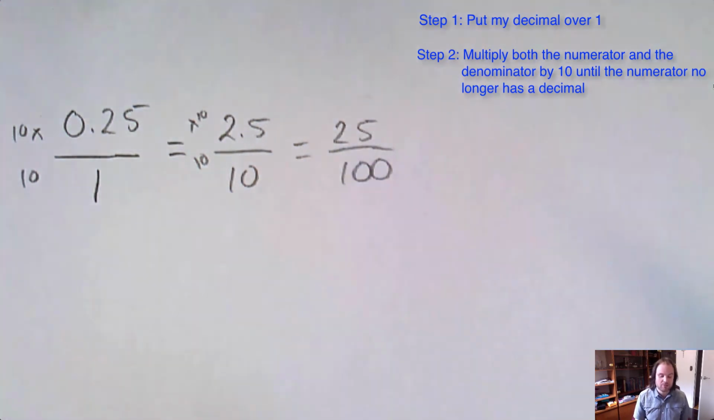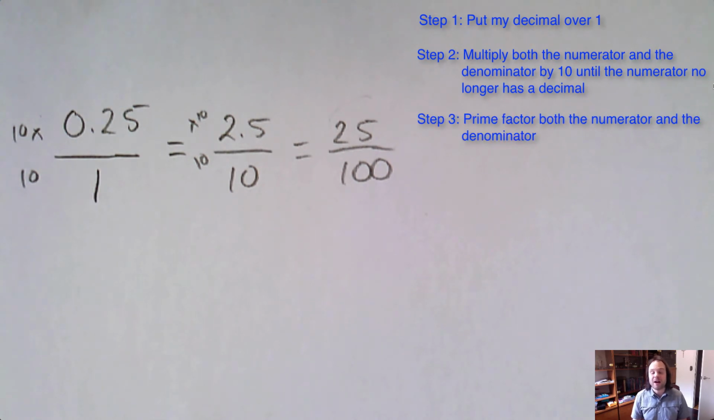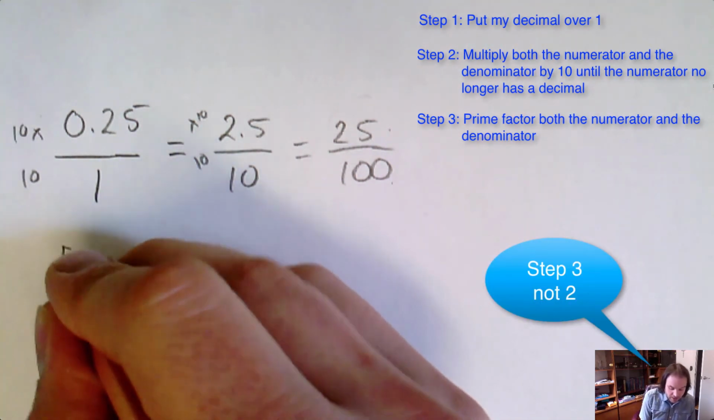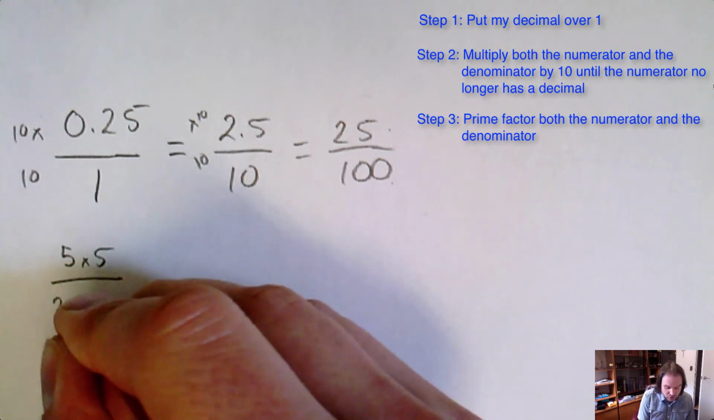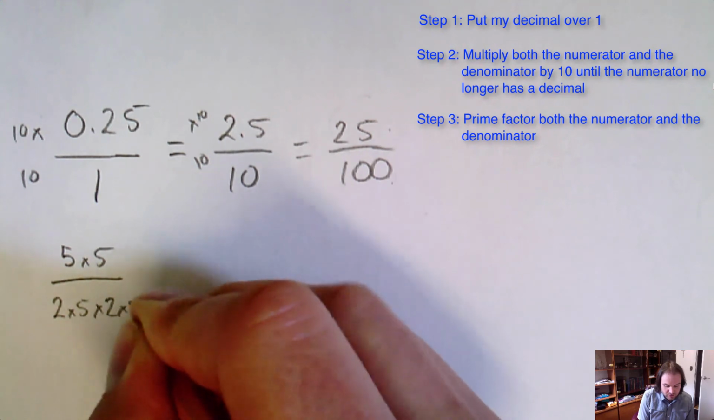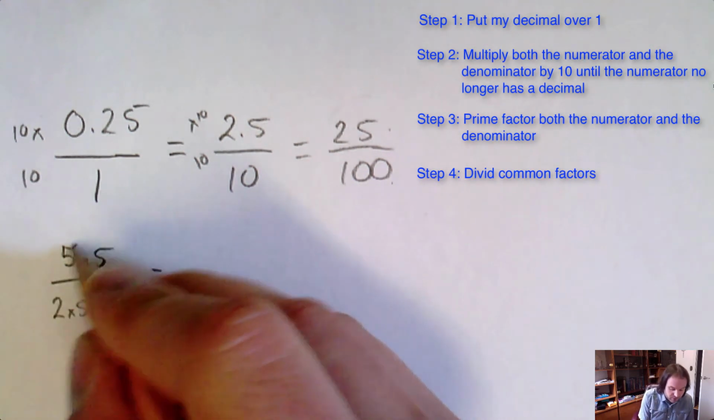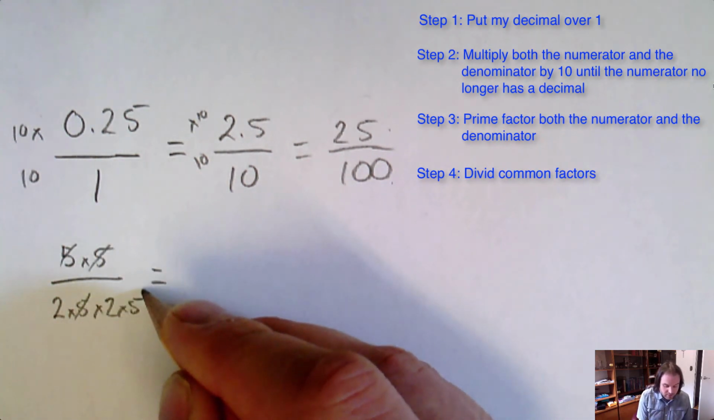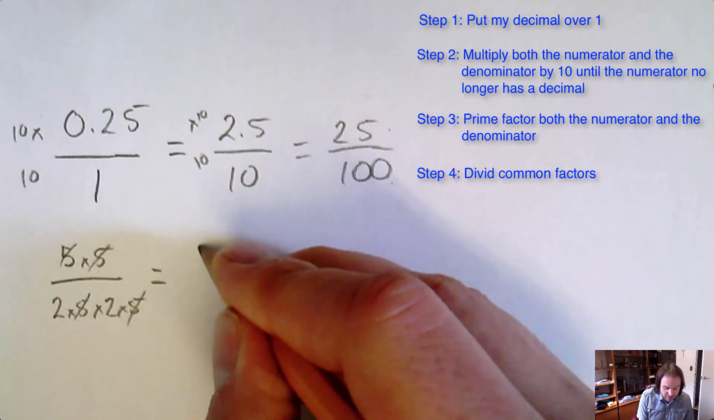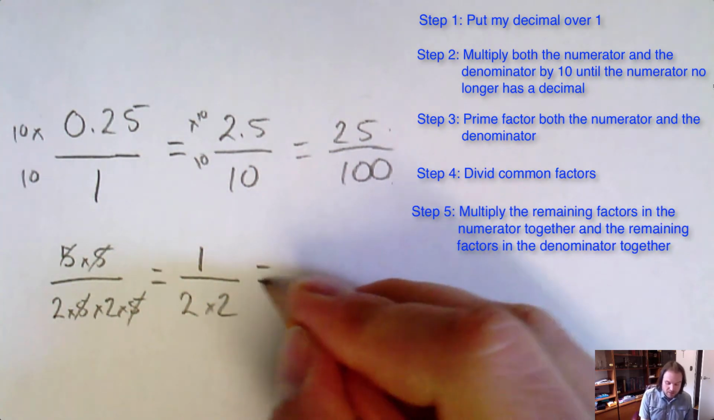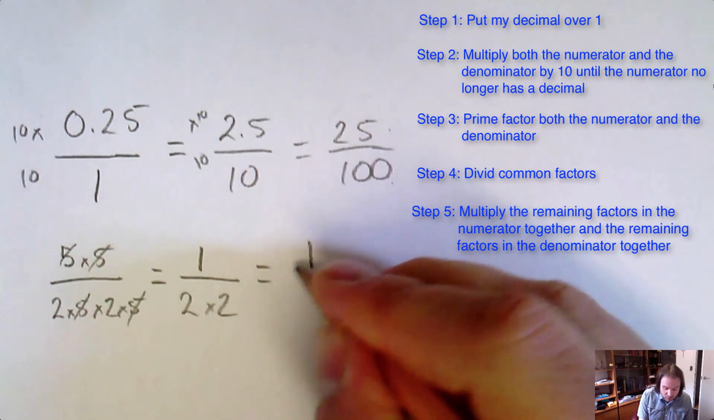Now we have only a whole number as my numerator. Next, what we're going to do is prime factor both my numerator and denominator. So step 3 is prime factor both my numerator and denominator. That's going to give me 5 times 5 all over 2 times 5 times 2 times 5. Step 4 is we're going to divide our common factors. So 5 divided by 5 is 1, 5 divided by 5 is 1. And then we're just going to write what's left. So we could put a 1 on top, and we're going to have 2 times 2. And then multiply my remaining factors together. So I'm going to have 1 all over 4.